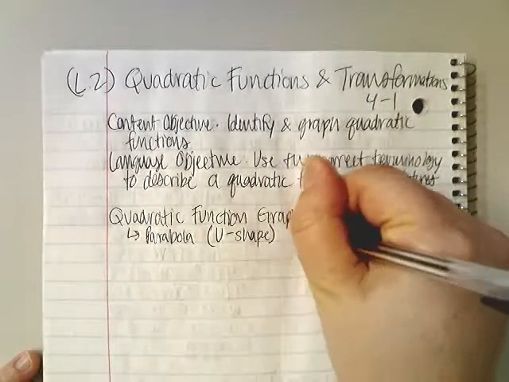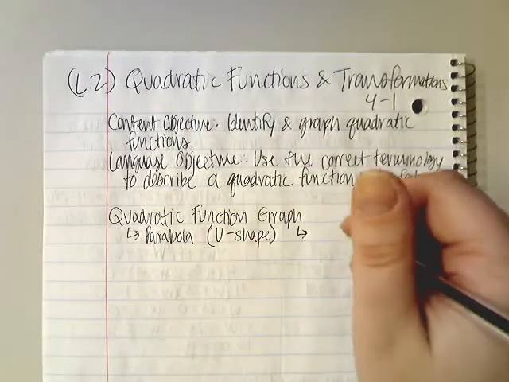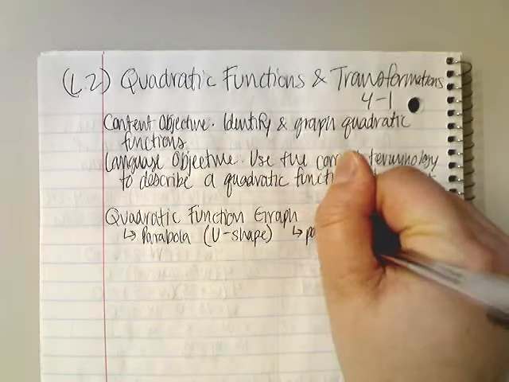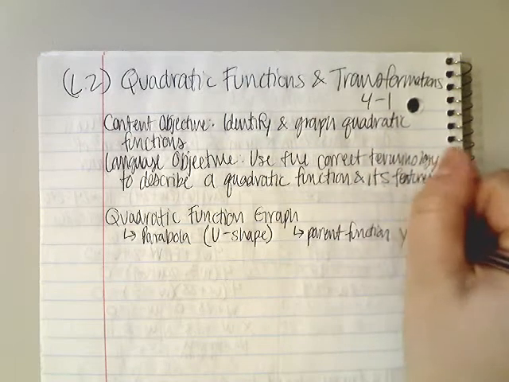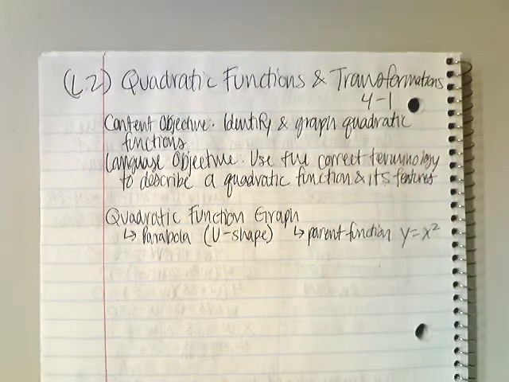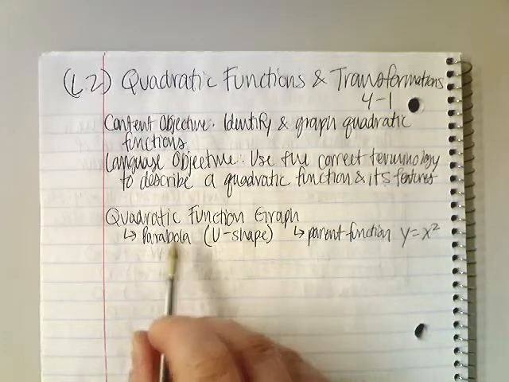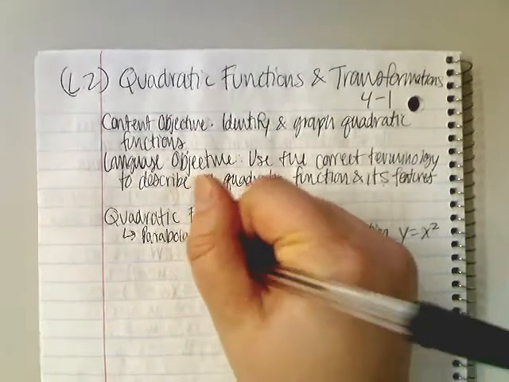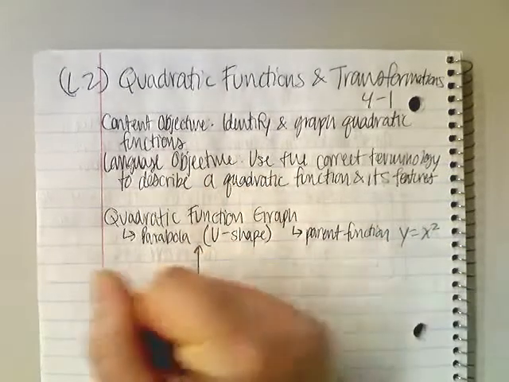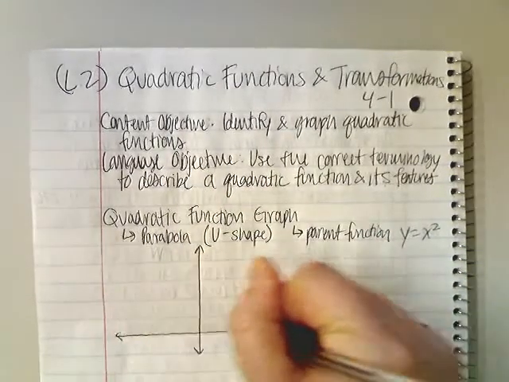And our quadratic functions, we're going to start by looking at our parent function, if you remember that from Unit 2, because it's the simplest version of the graph. It's y equals x squared. So our quadratic function graphs, it's a parabola or a U shape, and our parent function that we're going to look at right now is the equation y equals x squared. So I'm going to do a rough sketch.